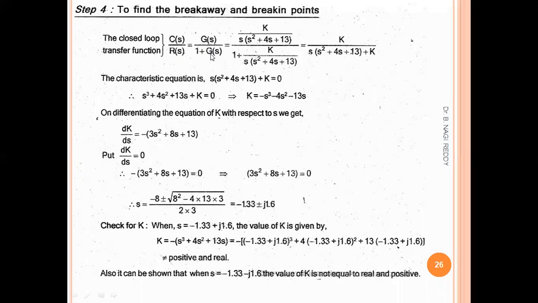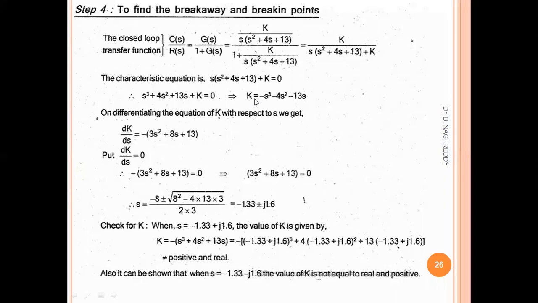So substitute here the G(s) value and here the G(s) value and take LCM, and you will get the final characteristic equation of the closed loop transfer function, which is s into s square plus 4s plus 13 plus k. So that is our characteristic equation. From this characteristic equation, we have to write the k value. You can take this complete s polynomial to the right hand side, so that we will get the k value as minus s cube minus 4s square minus 13s.